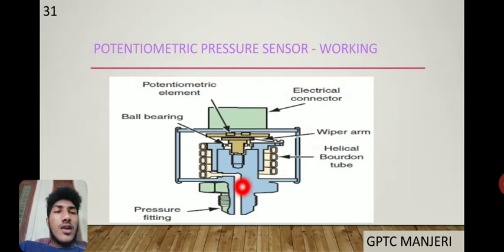So this is the pressurized fluid. This pressure is applied through here and it acts on the helical bourdon tube. The helical bourdon tube is connected to a wiper arm, and the wiper arm is connected to the potentiometric element. So the pressure difference acts on the helical bourdon tube and it goes to the potentiometric element. So the resistance will vary with the pressure difference, and it sends an electrical signal to the microcontroller.